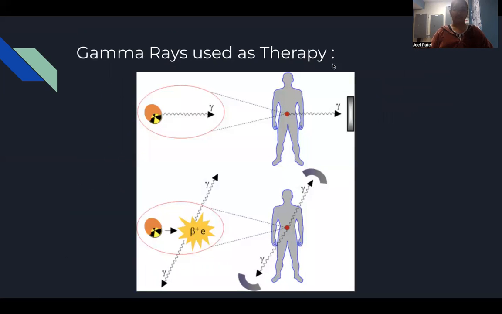This is the image where you can see the gamma camera, from which the gamma rays are emitted. Then the gamma camera goes to the targeted cell for the treatment, and finally the patient is treated with the radioactivity.